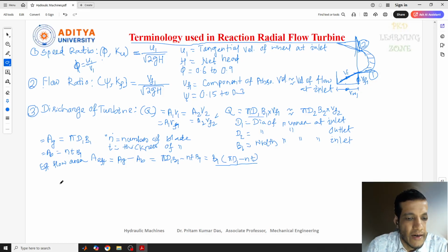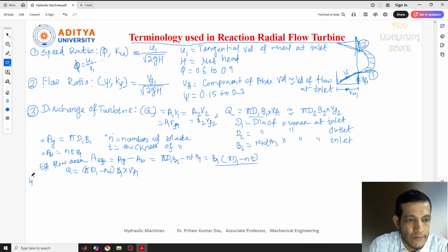Okay, and so here we can write Q equal to pi into d1 minus n into t, into v1, which we are considering at the inlet condition, and this is vf1. So this can be the equation for this.